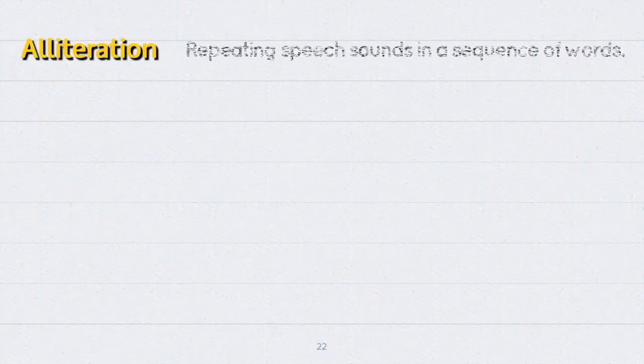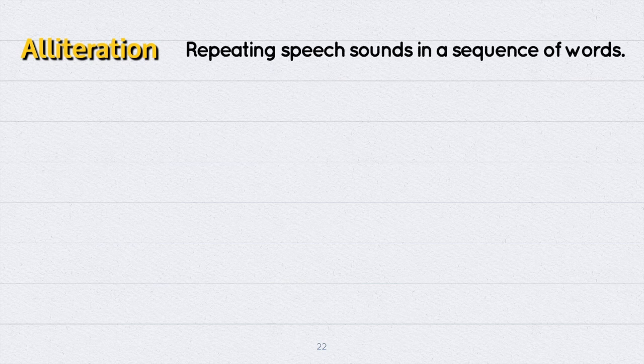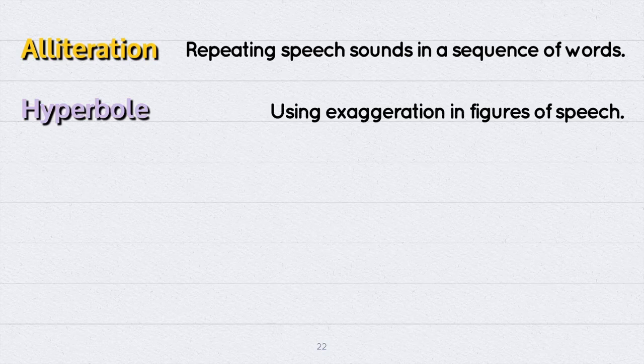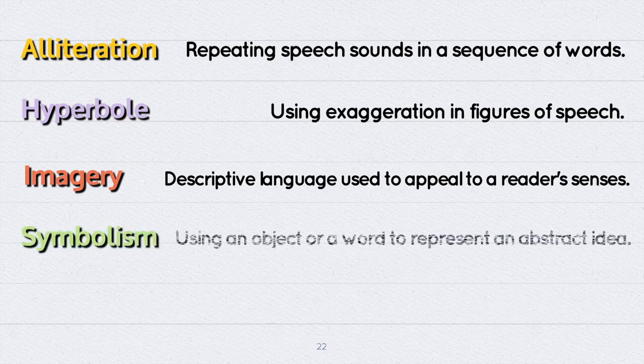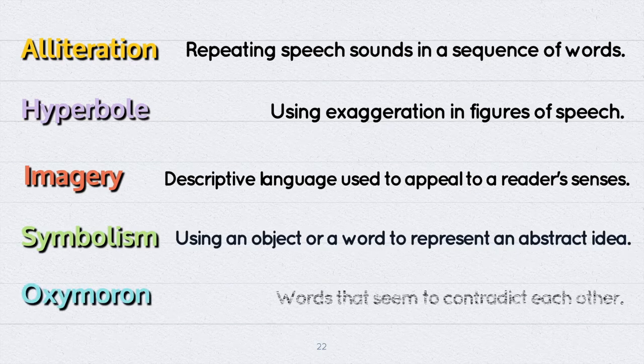So let's recap then. Alliteration: repeating speech sounds in a sequence of words. Hyperbole: using exaggeration in figures of speech. Imagery: descriptive language used to appeal to a reader's senses. Symbolism: using an object or a word to represent an abstract idea. Oxymoron: words that seem to contradict each other. So that's it for today.